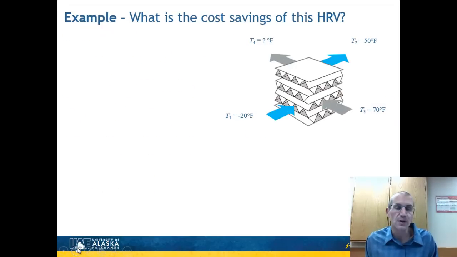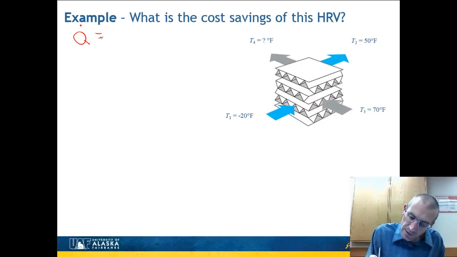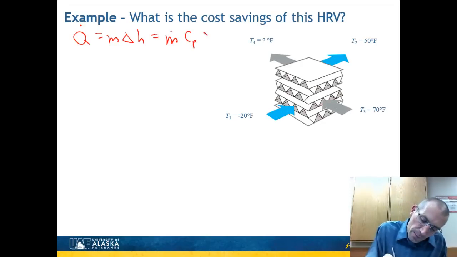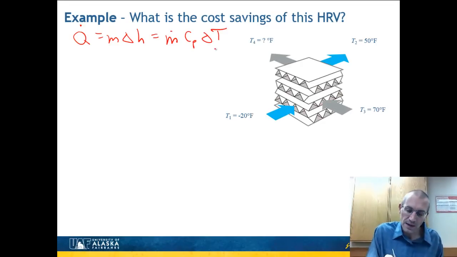What would be nice to know is what's the cost savings of the HRV. So the whole point of putting these in is that you want to save energy. So let's give ourselves a ballpark number of what that might be. What I want to do now is quantify the amount of heat. And the amount of heat is going to be m times delta H, which for my ideal gas is going to be my mass flow rate of air, Cp times delta T, where that's the 70 degrees I just calculated. So I need to know how much mass is moving through, for example, in a particular period of time.